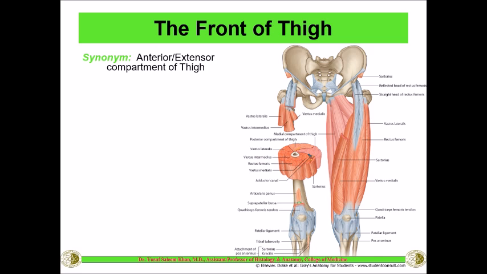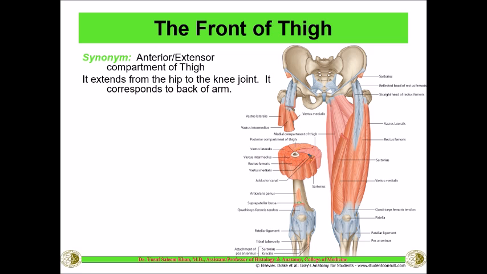Why? This is because during development, the arm has rotated outwards by 90 degrees and the thigh has rotated medially by 90 degrees. So it is totally opposite to that of the upper limb. In the arm, the posterior compartment is the extensor compartment, but in the lower limb, that is the thigh, it has totally rotated, so the posterior compartment has come to the anterior side. So actually the anterior compartment is the extensor compartment in the case of the thigh.